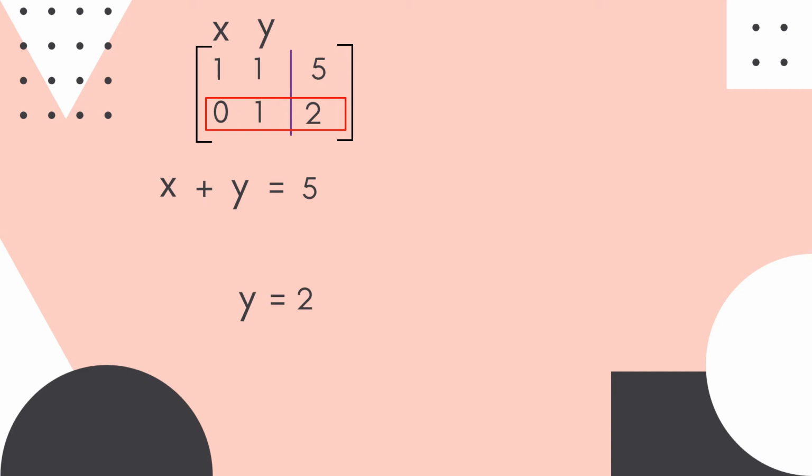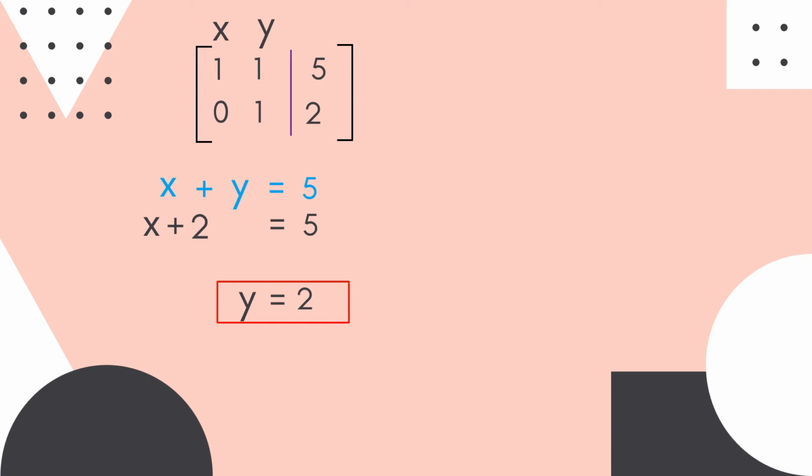How can we get the value of x? It's very easy. We're going to substitute the value of y into our first equation, which is x plus y is equal to 5. Okay, so x plus the value of y, which is 2, is equal to 5. So we're going to solve for x.